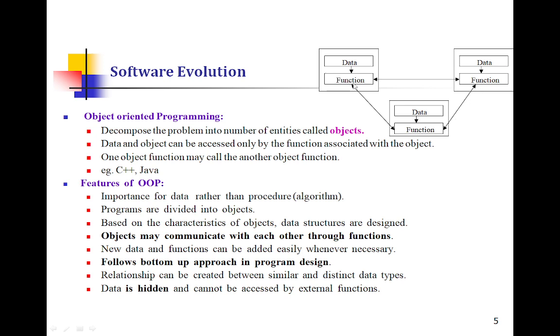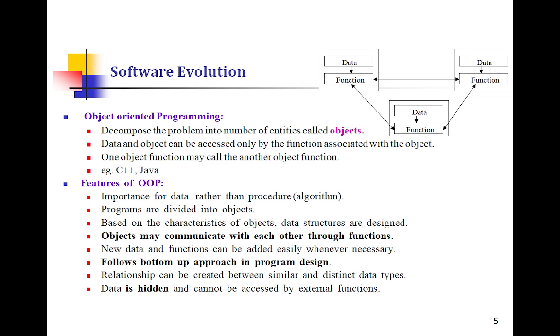How can the data and functions available in the class be accessed? By creating the object. The data can be accessed only by the functions associated with the objects, and one object's functions may call another object's functions. That is one more point. C++ and Java are object oriented programming languages, and Java is a platform independent language, as you know, but it also supports object oriented programming concepts.